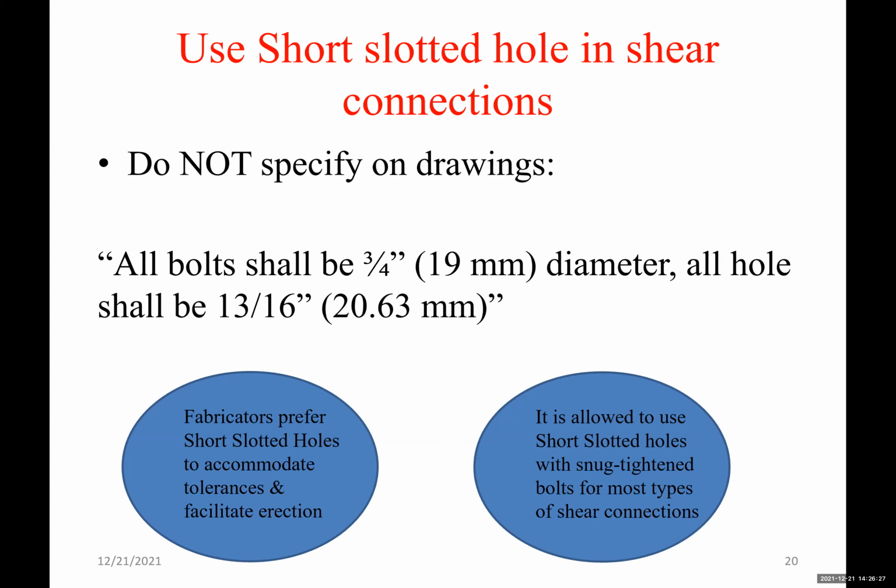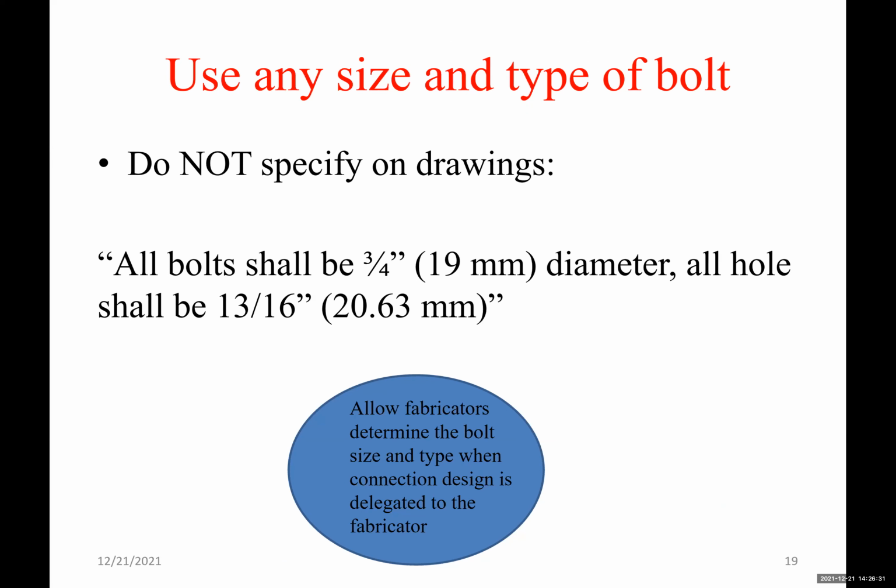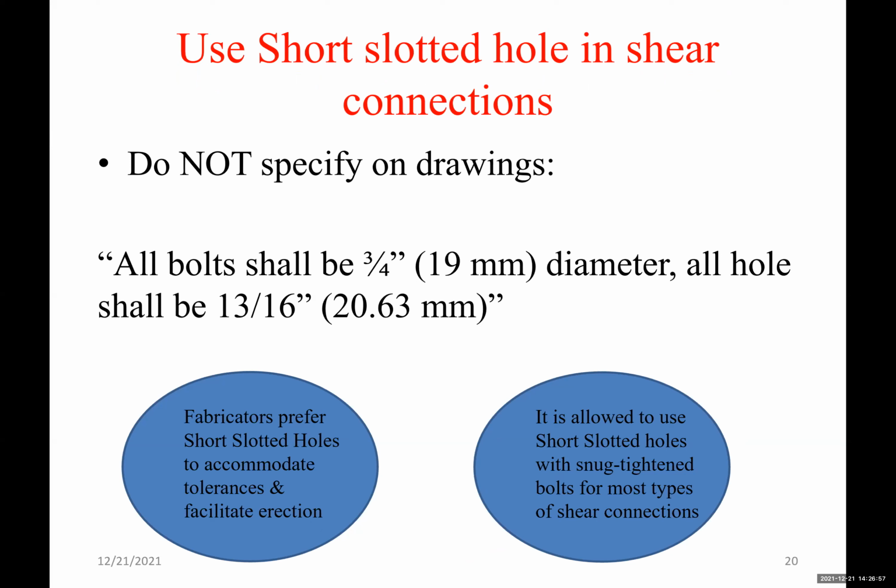Do not specify on the drawings. So all fabricators determine the bolt size and type when connection design is delegated to the fabricator. When we delegate the connection design, people do that either with the reactions, or before they used to do that even with a table, for example, on the general note sheet or on the steel detail sheet. Based on these reactions, they determine the size and the number of bolts required. So give them the flexibility to do that and do not limit them.